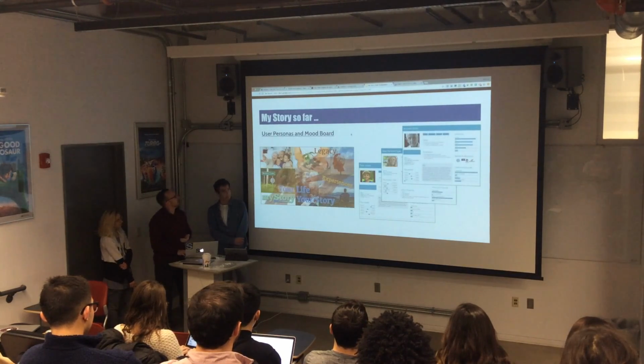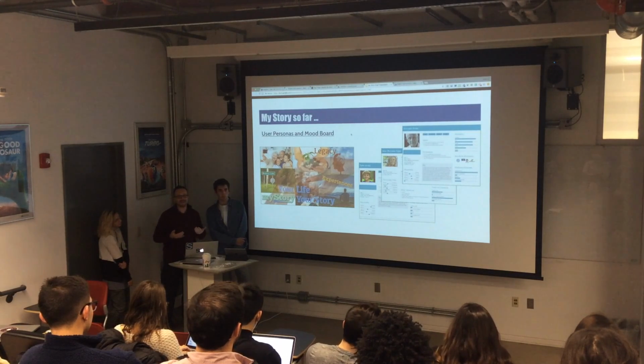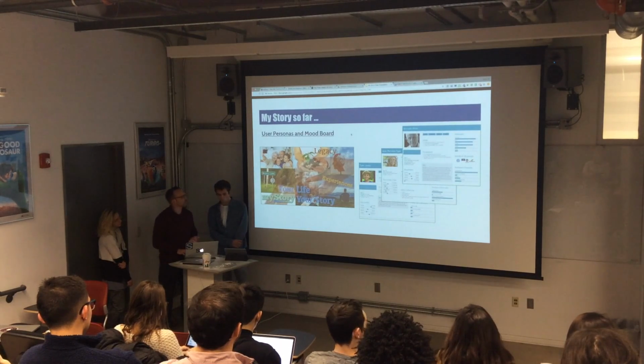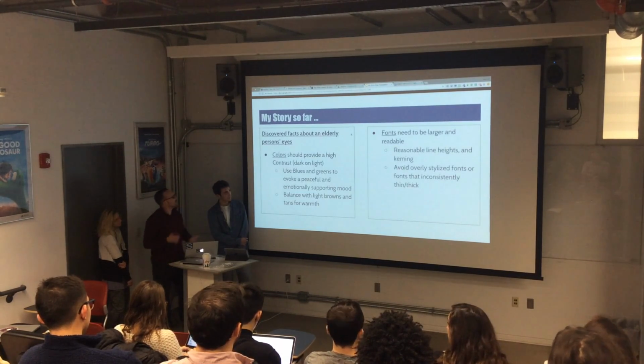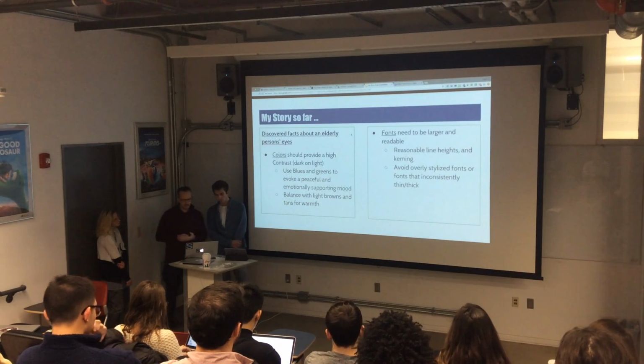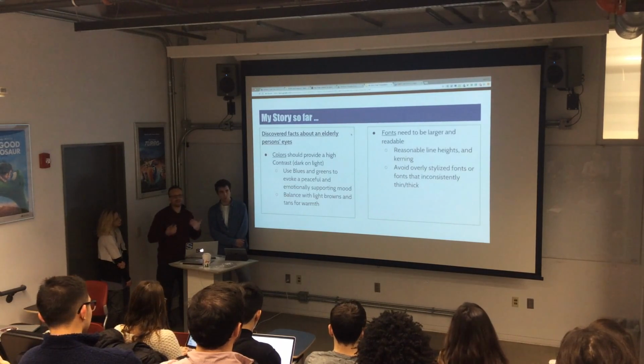So at the beginning, after we figured out what we wanted to do for our concept, we started looking at mood boards and user profiles to figure out who our audience was and the overall style we wanted to go with. From there, we started doing a lot of research. This included research into fonts, color schemes, and design aesthetics.